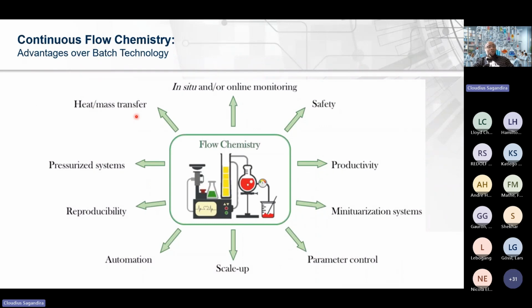And as you might know, heat and mass transfer plays a huge role in the kinetics of the reaction. The possibility of pressurizing the system means that you can superheat your reactions, resulting in process intensification, drastically reducing the time that you need to do a reaction. In terms of reproducibility, it's one of the best attributes of this technology, because there's precise control of your parameters.